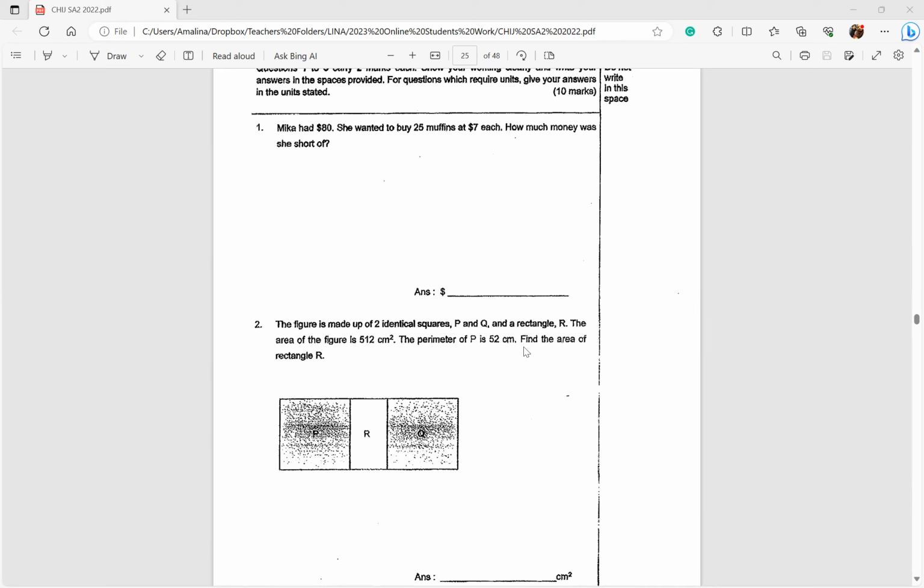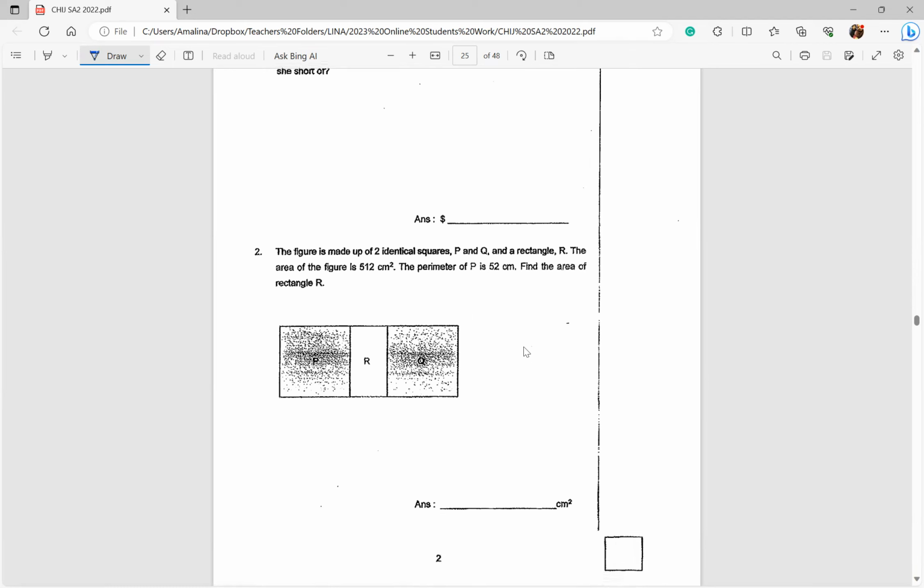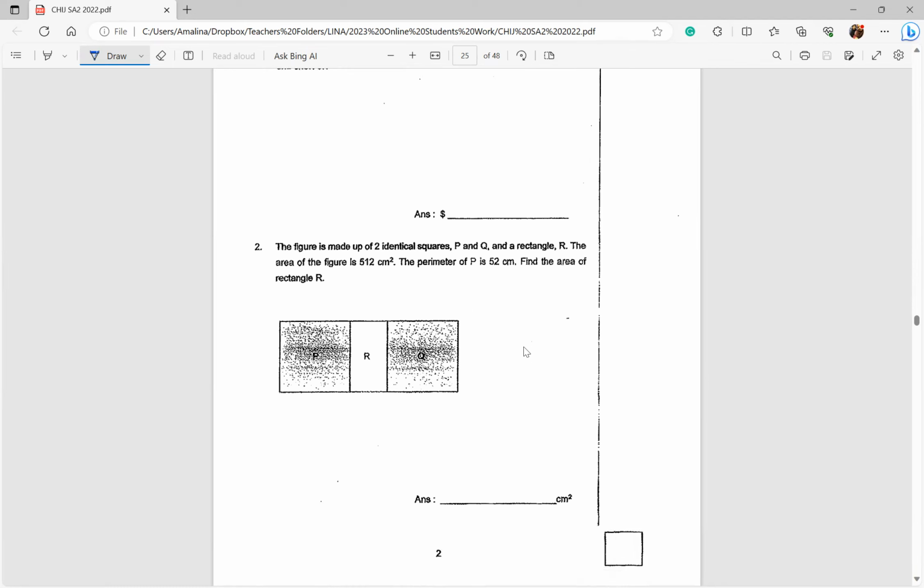Now the figure is made up of two identical squares, P and Q, and a rectangle R. The area of the figure is 512 cm square. The perimeter of P is 52 cm. Find the area of rectangle R. First, you have to identify that P and Q are your squares. Given the perimeter of P, which is 52 cm, I can find one side of P first.